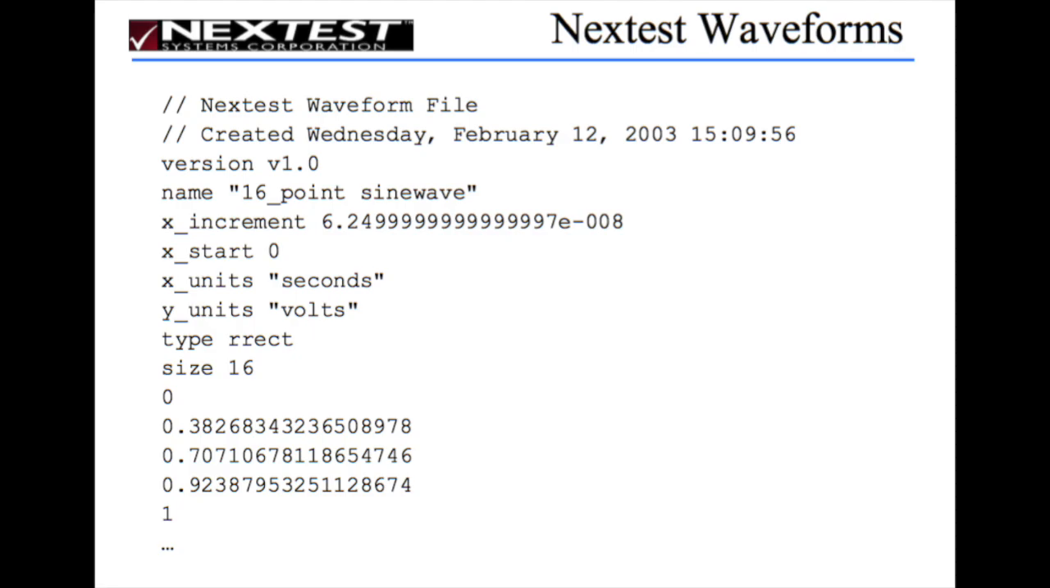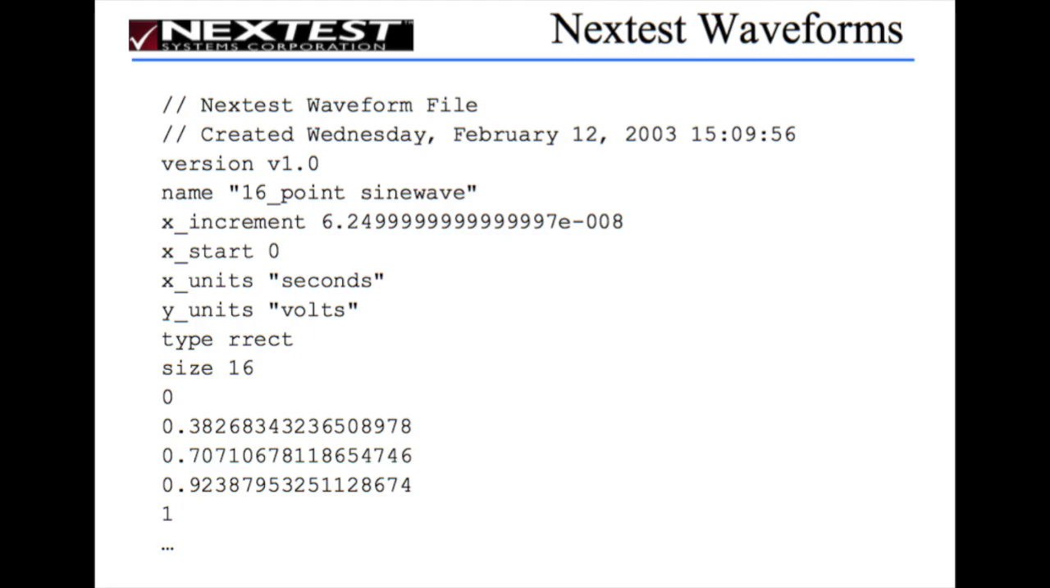So here's an example, and this is from the file. When you save a Nextest waveform file from the Nextest, it goes into this type that you can look at. You can actually go in and edit if you want. So this is a Nextest waveform file created Wednesday, February 12th, 2003. Boy, that was some time ago. Near the end of the day, too. Okay, name is 16-point sine wave. Could be anything you want.